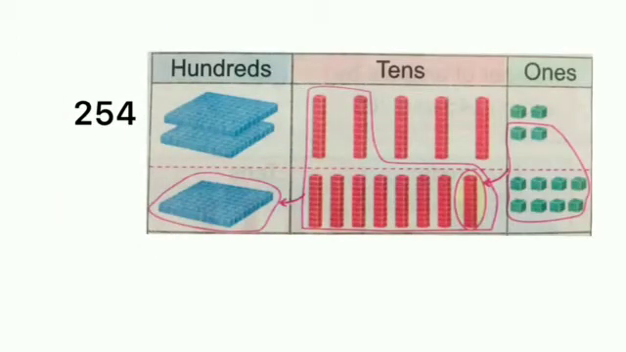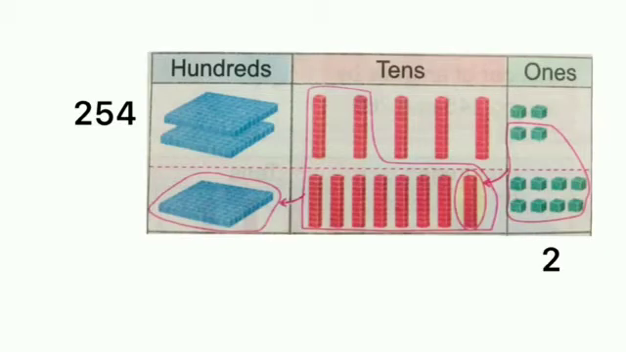Here, as you can see, the number of blocks at ones, tens and hundreds place. At ones place, I am showing you 4 blocks. At tens place, 5 sets of tens blocks, and at hundreds place, 2 sets of hundreds blocks. First we add ones. In 4 blocks, when we add 8 more blocks, it will become 12. Students, as you know that 10 ones is equal to 1 ten. So, we will carry 1 to the tens place.